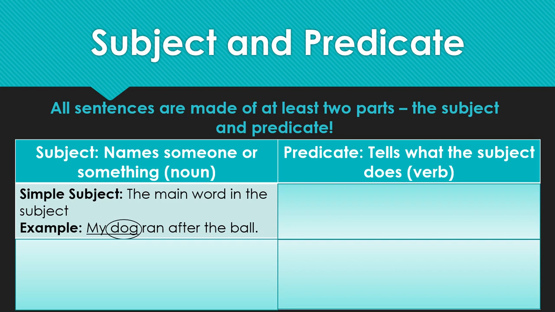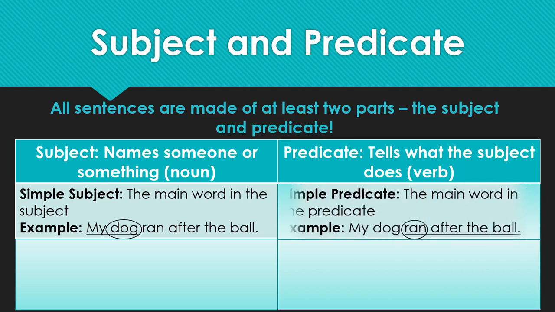Now we have to follow up with the predicate. Predicate tells what the subject does. What and does helps us know that we're showing action. That's going to be the verb of the sentence. The simple predicate, the main word in the predicate.